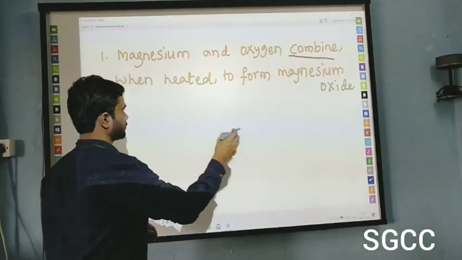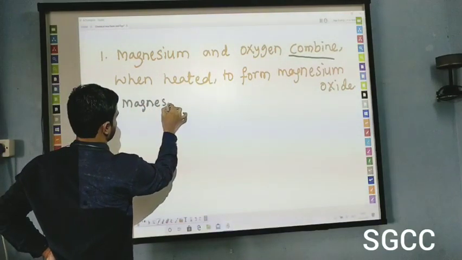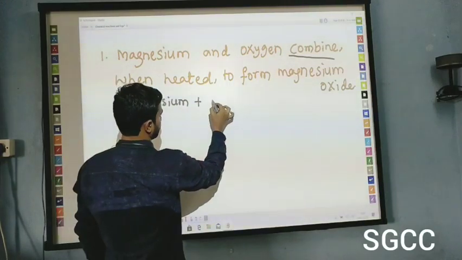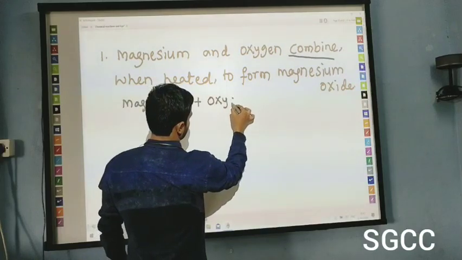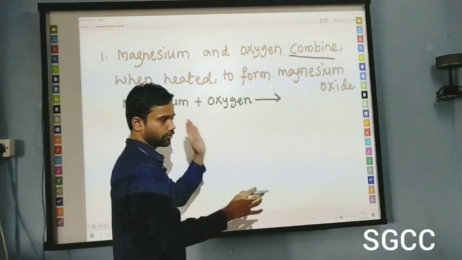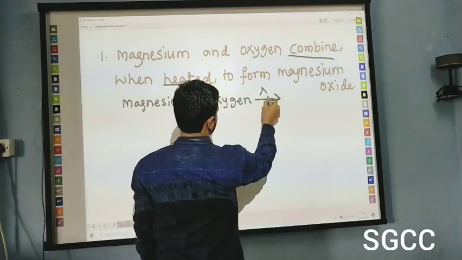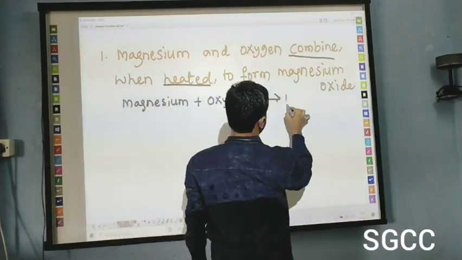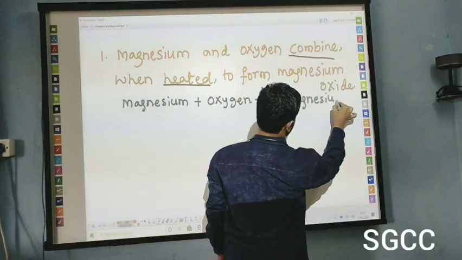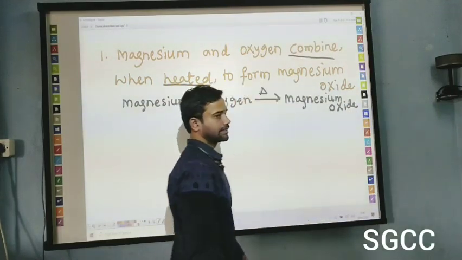Let me write the words first. Magnesium plus, because they are going to combine, oxygen going to form, this is going to be an arrow. The reaction goes from the left side to the right in the presence of what? In the presence of heat to form what? Our magnesium oxide. This is the sentence form.